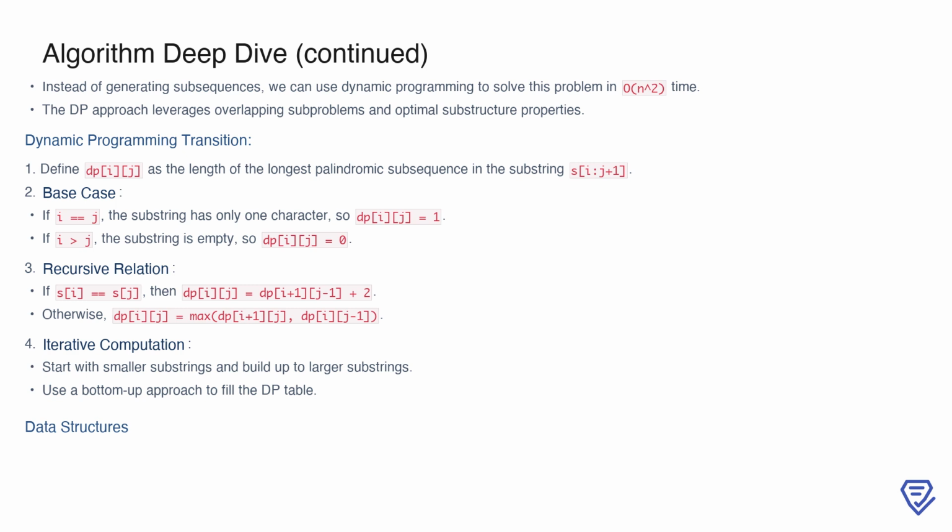For the recursive relation, if the characters at positions i and j are the same, the length of the longest palindromic subsequence is equal to the length of the subsequence in the substring S[i+1..j-1], plus 2.